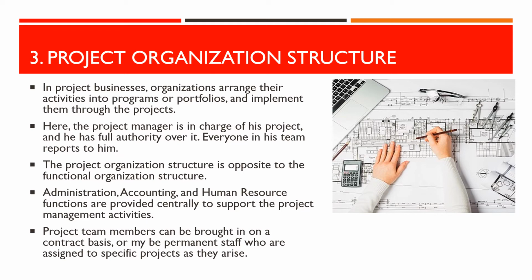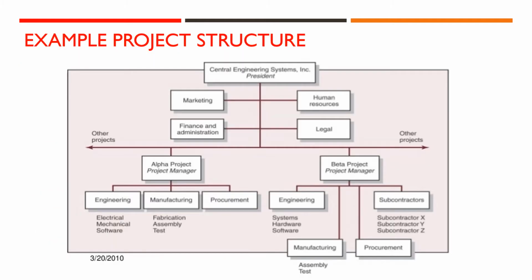Administration, accounting, and human resource functions are provided centrally to support the project management activities. Project team members can be brought in on a contract basis, or might be permanent staff who are assigned to specific projects as they arise. In this example, you can see that there are centralized services which provide leadership and support for the projects, below which the project teams are set up with the resources and capabilities required to operate fairly autonomously.